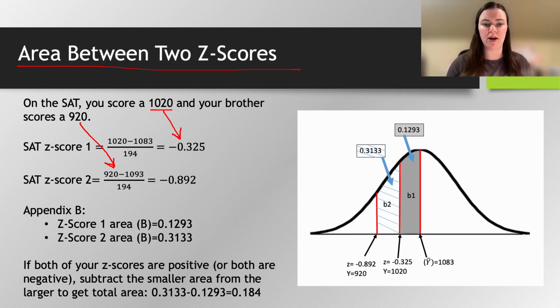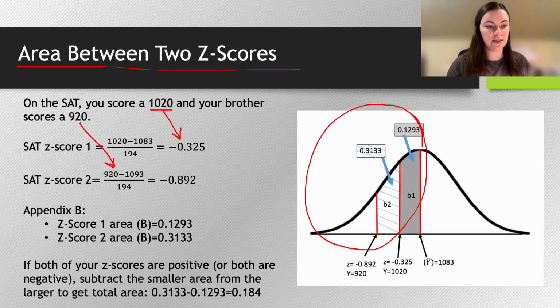And so what do we do about this area knowing that both of us scored worse than average? So we're only working on the negative end of this distribution. But we also have this area that overlaps, which is what I have designated here with these blue lines. In this case, what I'm going to point you to is this little tidbit down here, which says if both of your z-scores are positive, or in this case for us in this example, both are negative, we can subtract the smaller area from the larger area to get our total.